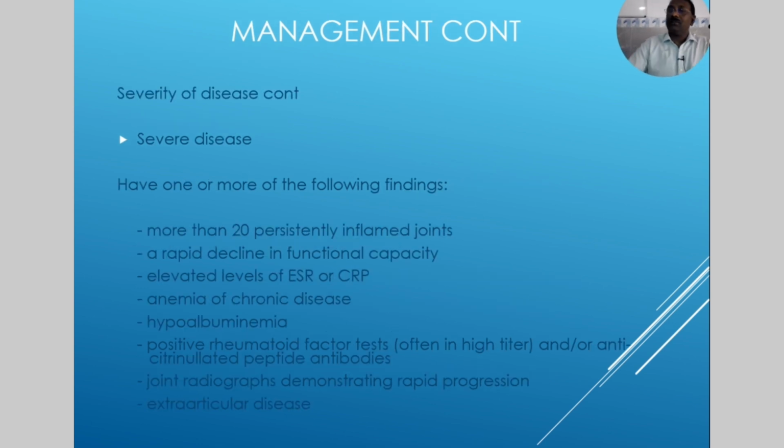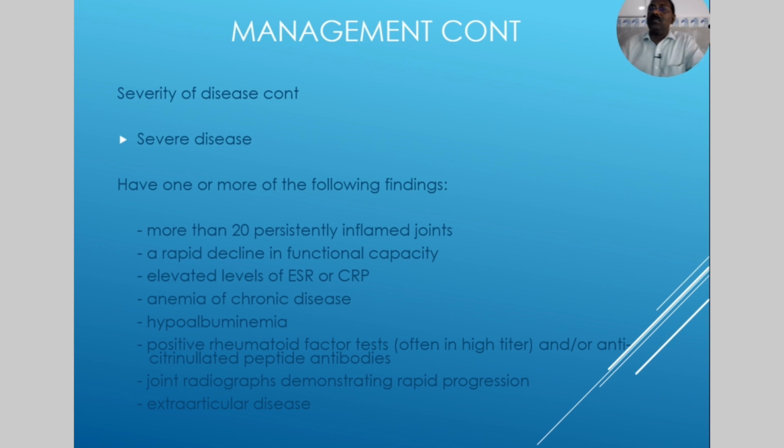Now the severe disease. What is severe? More than 20 joints. So 3, 4 or 5 joints is mild. 6 to 20 joints is moderate. More than 20 joints is the severe disease. A rapid decline in the functional capacity. So functional capacity is reduced, whereas in the mild and moderate, it is not much reduced.